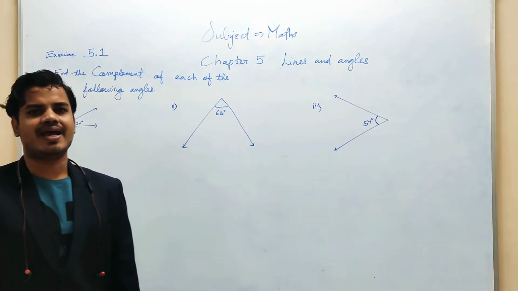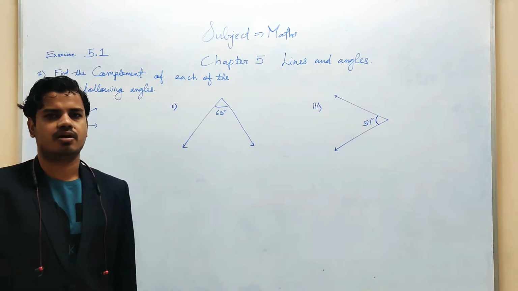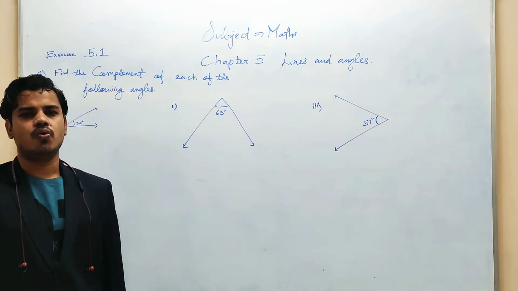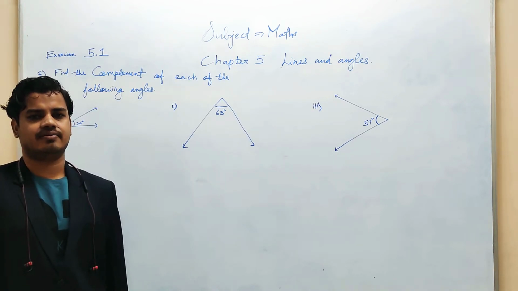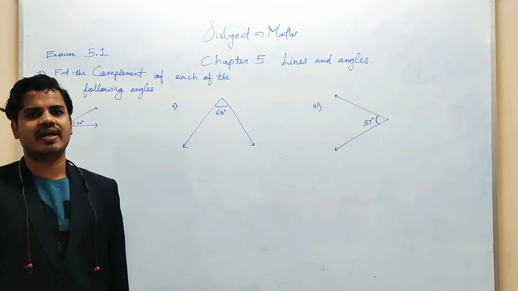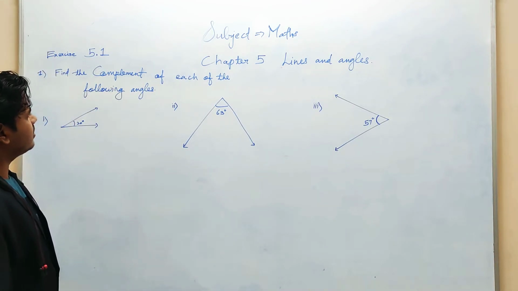So complementary and supplementary angles. What are complementary and supplementary angles? Complementary angles are the angles whose sum is 90 degree, and supplementary angles are the angles whose sum is 180 degree. So here we have to find out the complement.